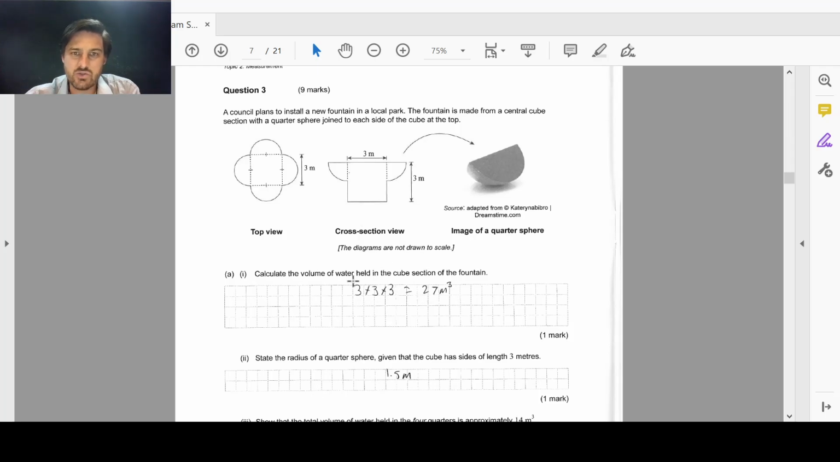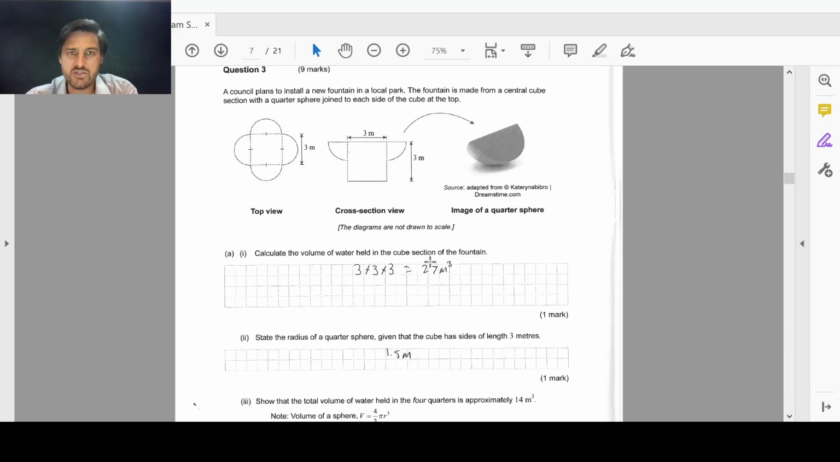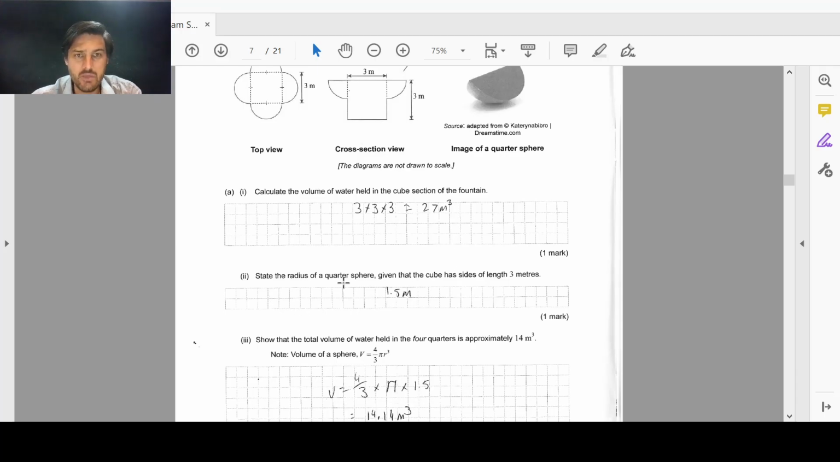3 times 3 times 3 is asking you to find the volume of the cube section of the fountain. The tricky bit here is actually identifying and reading that this is an actual cube, even though it looks like a rectangle here. So you've sort of got to understand the different views that they've actually given.